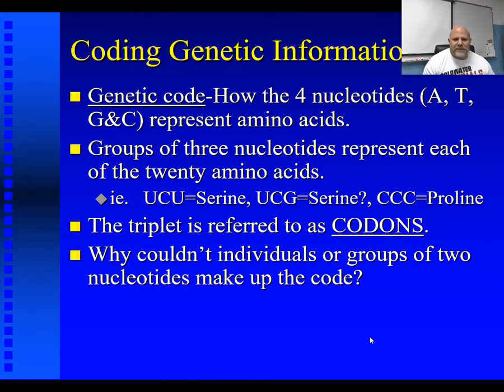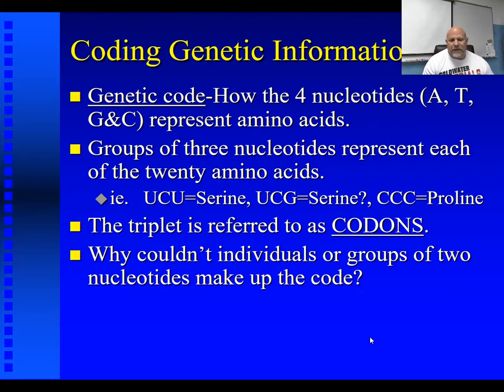Welcome to AP Biology. Today's presentation is going to be on the genetic code and mutations. So our genetic code is made up of 4 letters, and each word in this genetic code is 3 letters long. We call these words codons. And they discovered this quite a while ago, 60, 70 years ago.